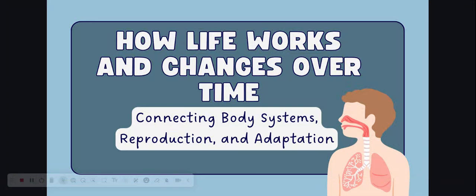All right, today we are going to explore how living things survive and change over time. We are going to connect three big ideas you have been learning about, or in seventh grade you've been learning about: body systems, reproduction, and adaptation. By the end of the lesson, you should understand how these ideas are connected and why they help explain how species survive generation after generation. So, this is your 6-7 review.